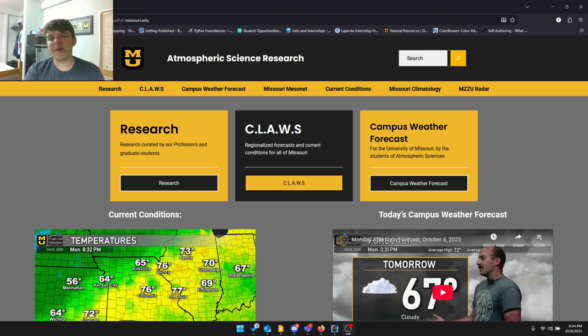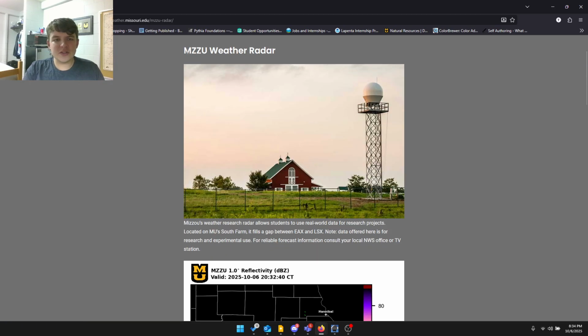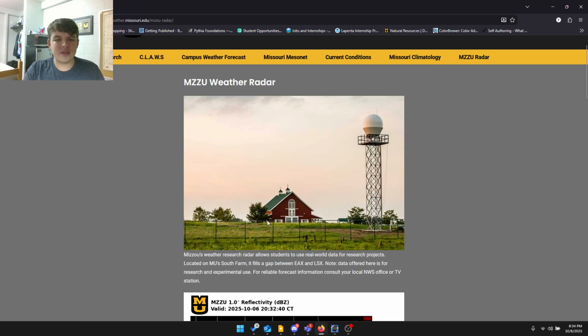But we're going to be talking about another tool that's right at your fingertips that's provided by MZZU Meteorology that you can use in both forecasting and research applications. That's the MZZU Radar. You can click on that, it's the last tab and towards the top of the page that you can click on. And you get a little description about the MZZU Weather Radar there. It's a research radar that allows students to use real-world data for their research applications.